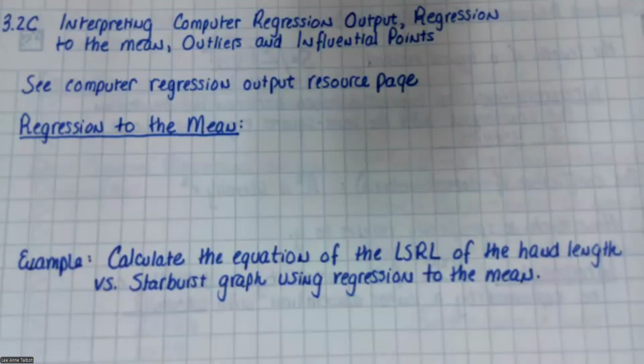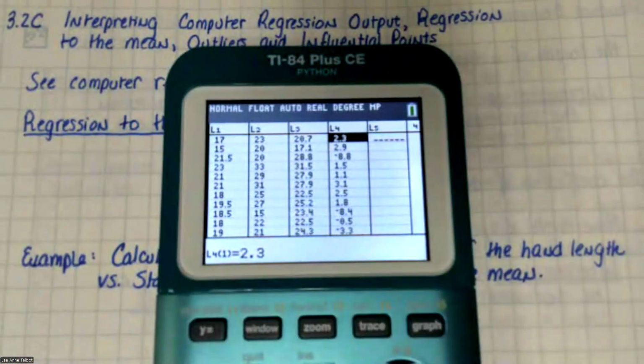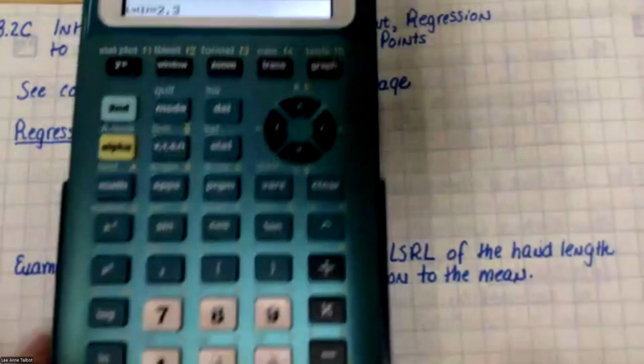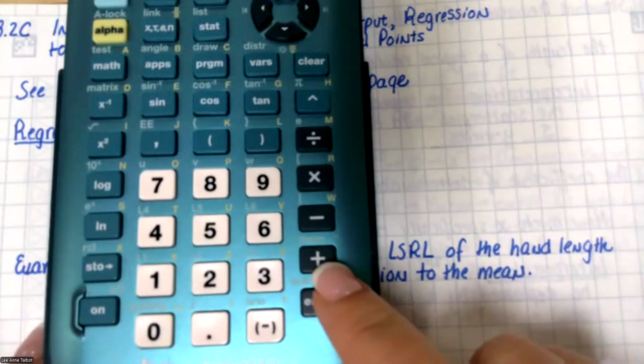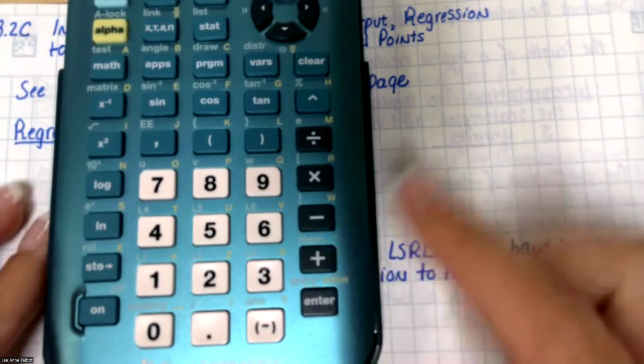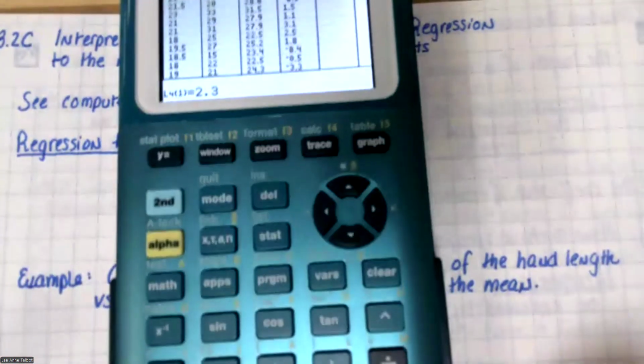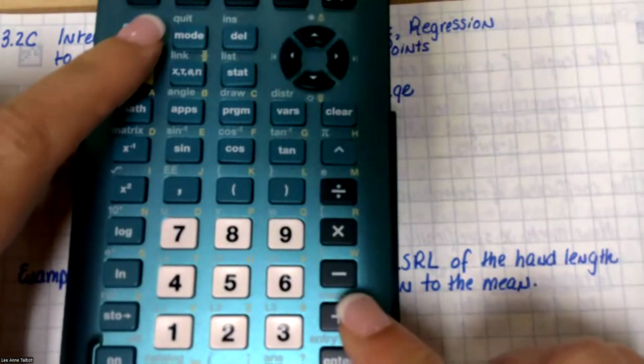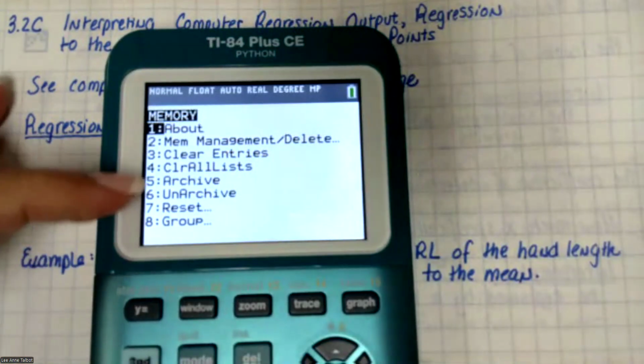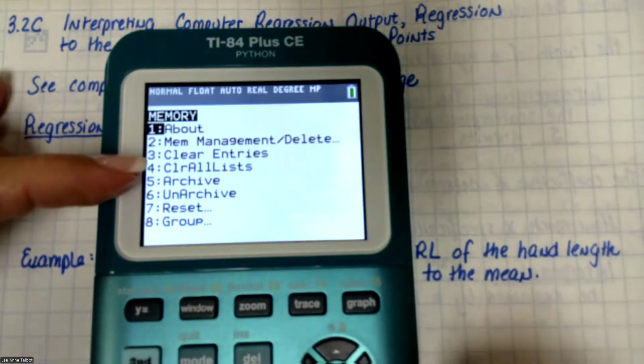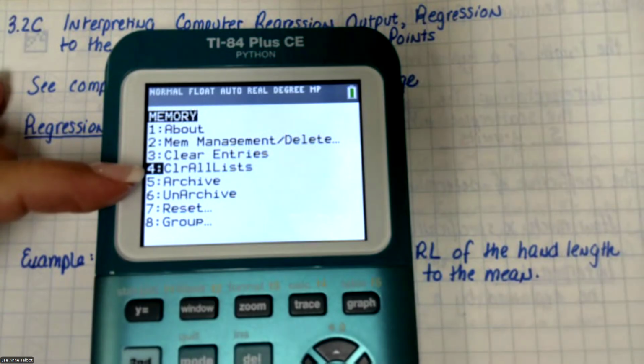Just so that you guys can see this, don't do it right now. But there's this spot down here on the calculator above the plus sign that says mem. And don't do it right now, but if you hit second plus sign, there's a place number 4 where you can go clear all the lists at once.